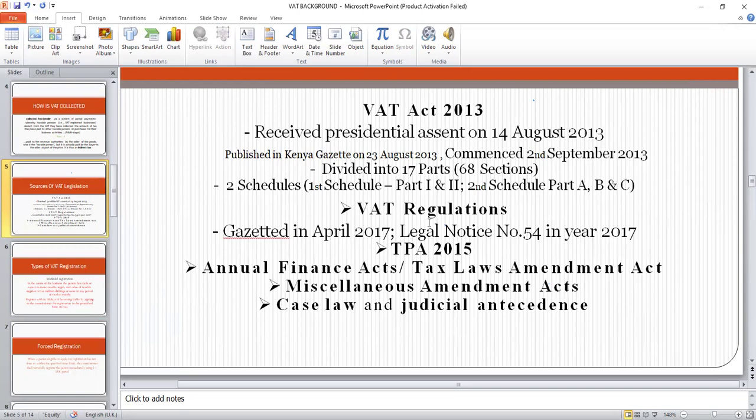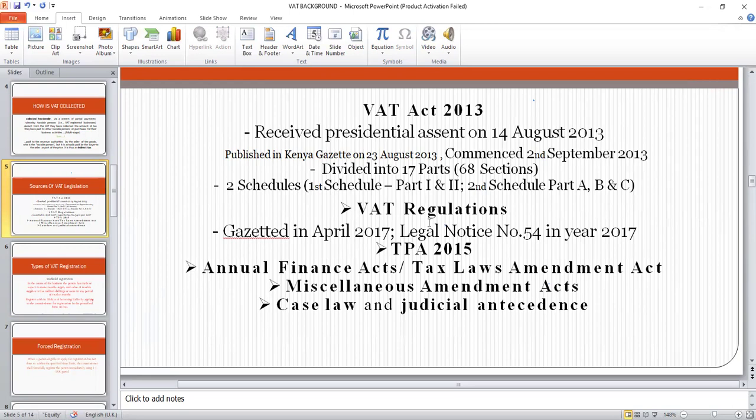Next, we have VAT legislation. These are the sources of VAT laws. The first one is the VAT Act 2013, which received presidential assent on 14th August 2013. It was published in the Kenya Gazette on 23rd August 2013, and it commenced on 2nd September 2013. It is divided into 17 parts and has 68 sections. It has 2 schedules. First schedule, parts 1 and 2. Second schedule, parts A, B, and C. Remember, the first schedule is all about exempt VAT. Part 1 is about goods, and part 2 is about services. The second schedule is all about zero-rated VAT.